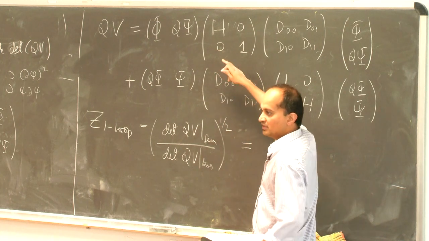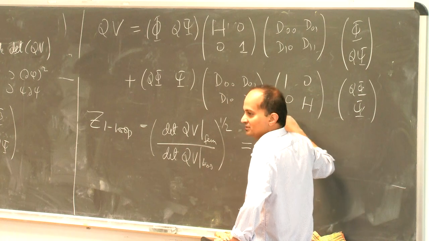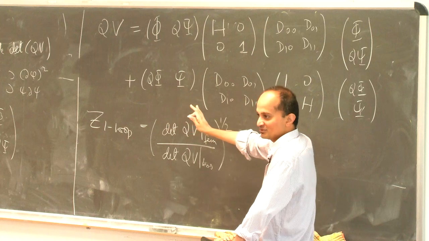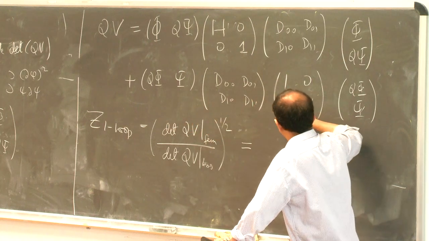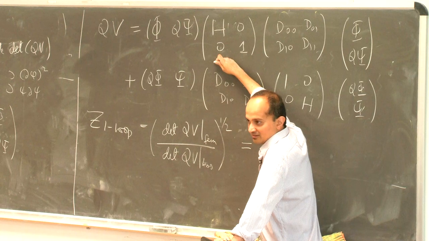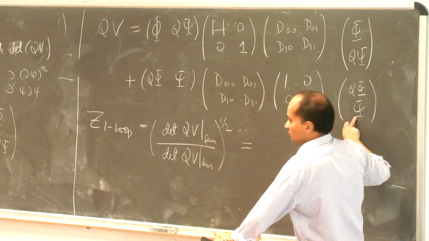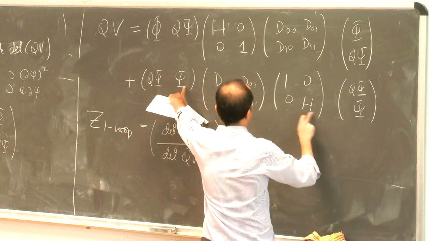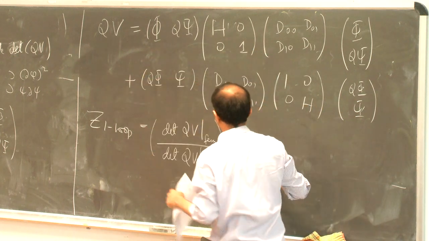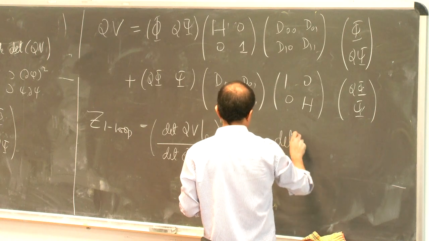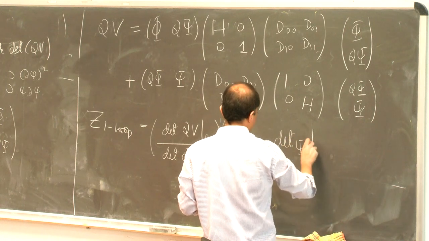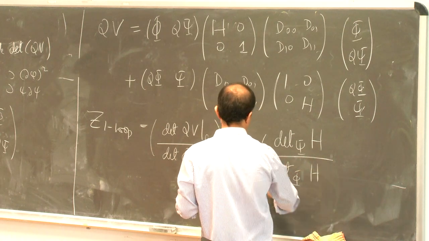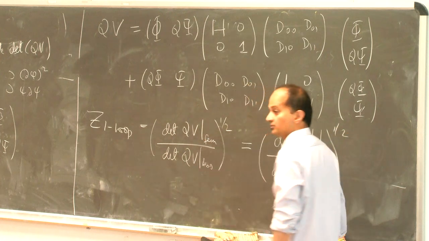Now, the determinant of a product of two matrices is the determinant of A times the determinant of B, so that's going to cancel. All the complication is going to cancel. All you're left with is the determinant of this divided by the determinant of that. Here, you just have H acting on psi. The bottom component of this is psi H psi. Here it's just phi H phi. So you're left with something very easy: the determinant of H on psi.